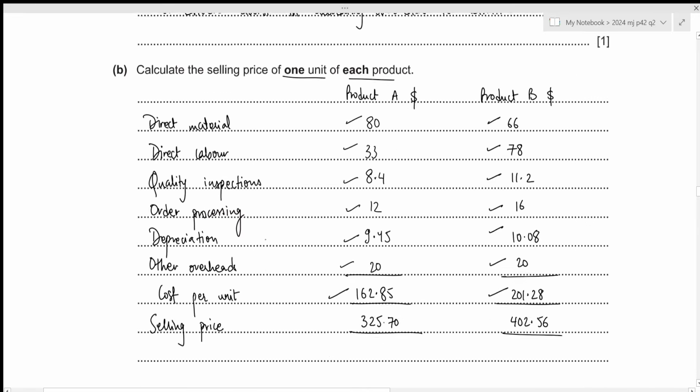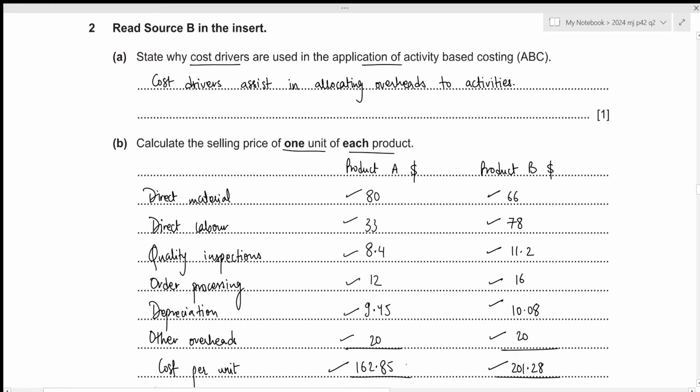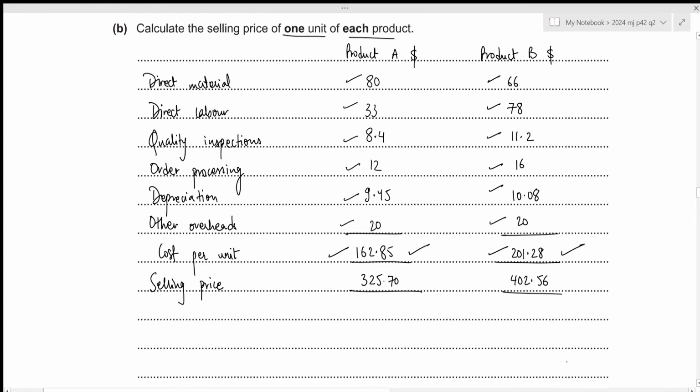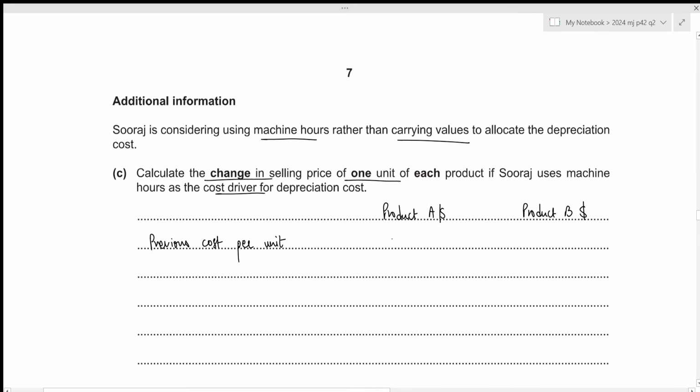Let's take a look above. That will be 162.85 for A and 201.28 for B. So 162.85 for A and 201.28 for B. Then we need to remove the previous depreciation from this cost because we are now apportioning the depreciation using machine hours rather than the carrying values.